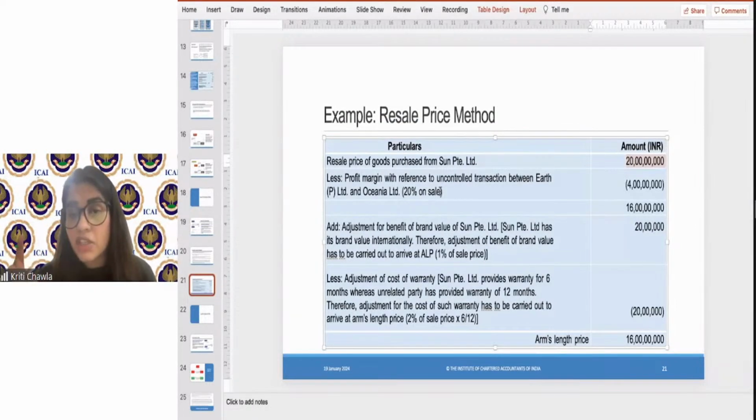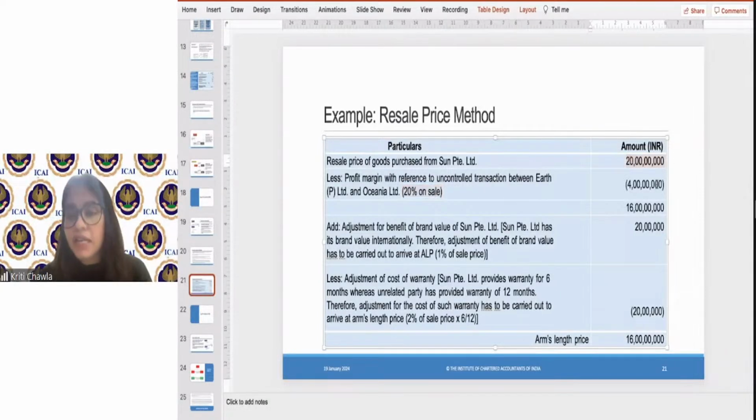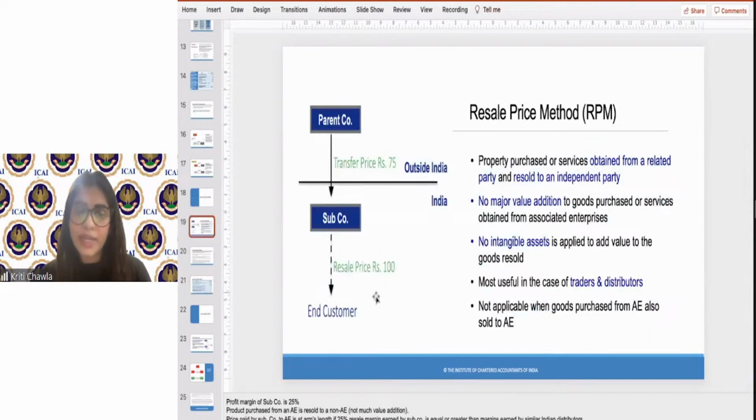When I say arm's length margin, what is it? What are independent enterprises, and what is the margin that they are making? Well, in this particular question, independent enterprises were making a margin of 20%. So resale price minus arm's length margin, which is 20%. So this is the arm's length price that we have got. This is the transfer price, meaning 20 crore minus arm's length margin. The transfer price, if we deduct arm's length margin, only then we'll get the transfer price.